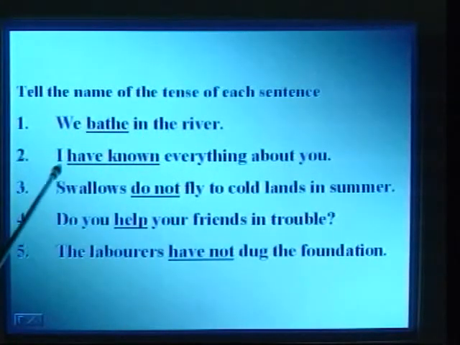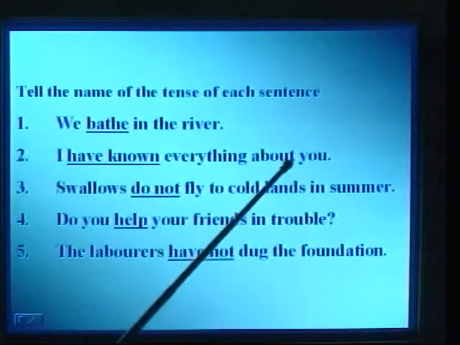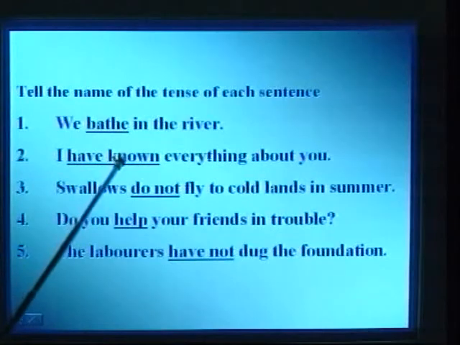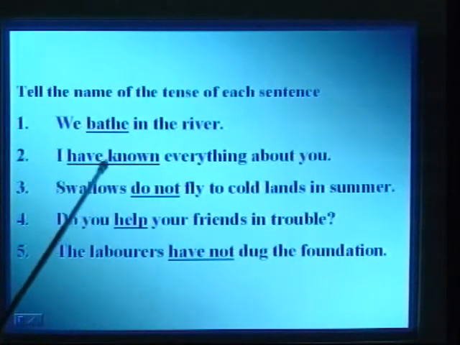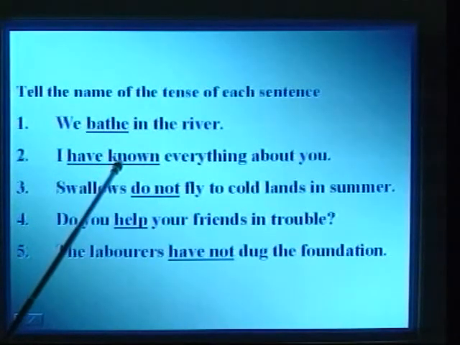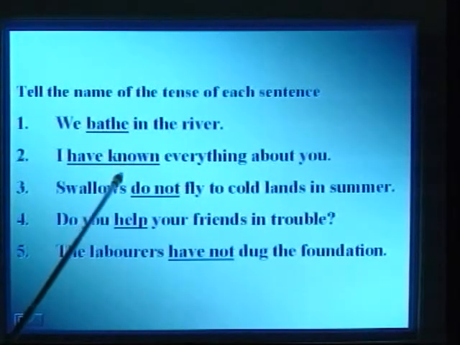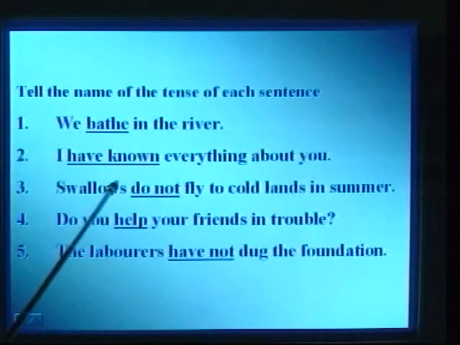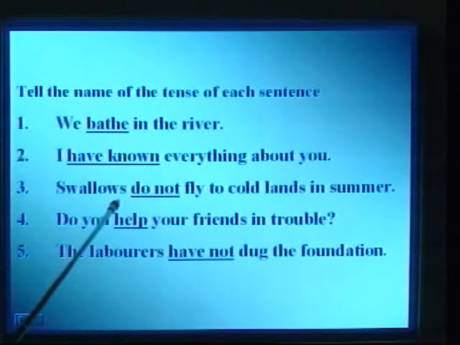Then you have, I have known everything about you. Let us see only the verb part. I is the subject, has or have plus V3, know, knew, known. That means along with the subject we have have and V3, this is present perfect tense. Clear? Let us do more and more examples in the class also. This is only for our guidance. This is only for repetition and quick overview. Even the teachers will be doing it in the class.